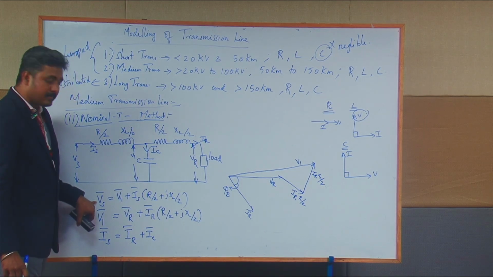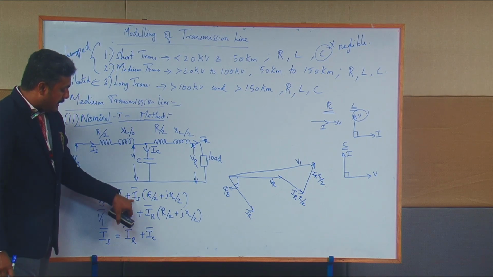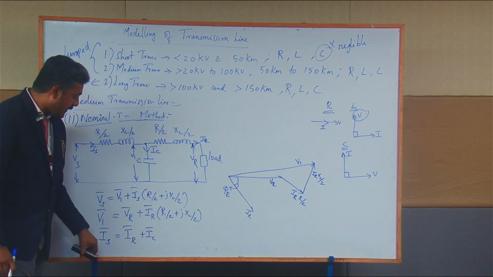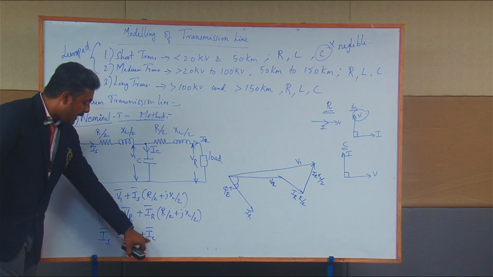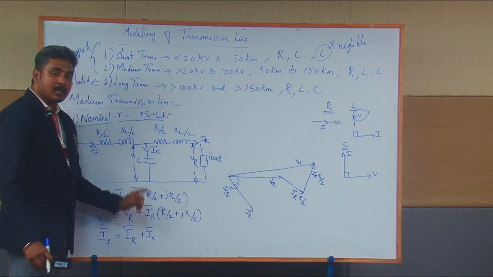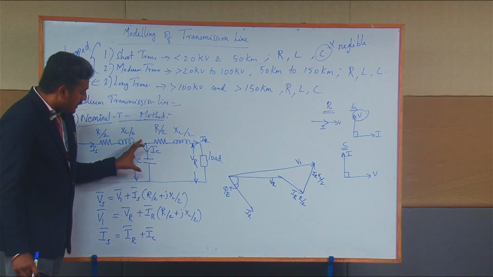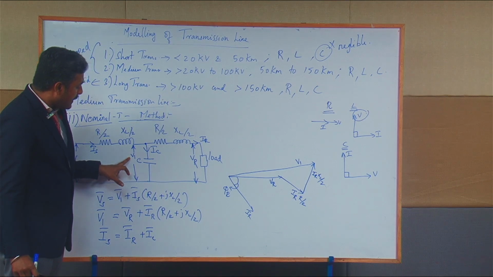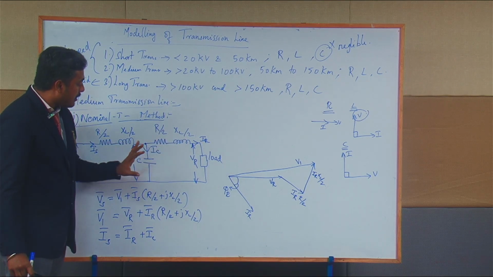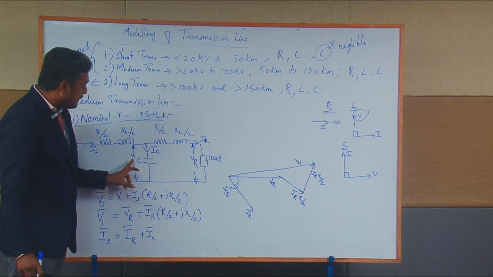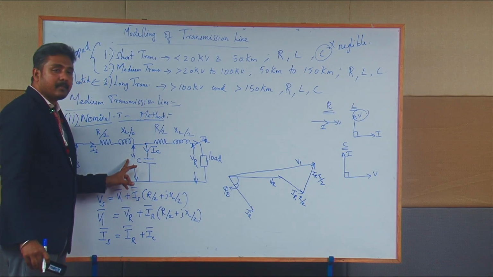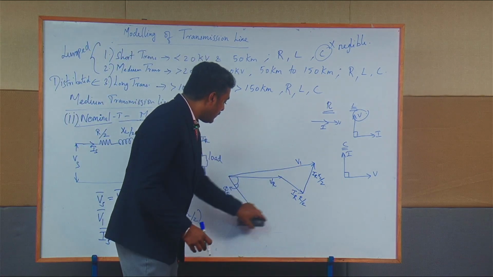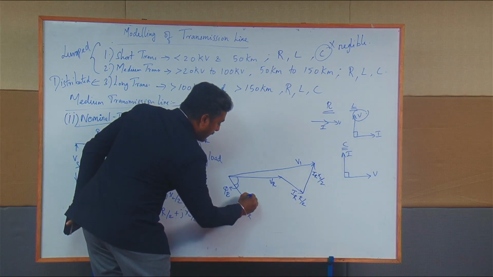Now I have to draw the IS vector. To draw this IS vector, I need the IC vector. The IC vector is the current flowing through this capacitance. The voltage across this capacitance is V1, so you have to know the V1 vector to draw the IC vector. The current IC vector leads the V1 vector by the angle of 90 degrees. Therefore, knowing the V1 vector, I am going to draw the IC vector.